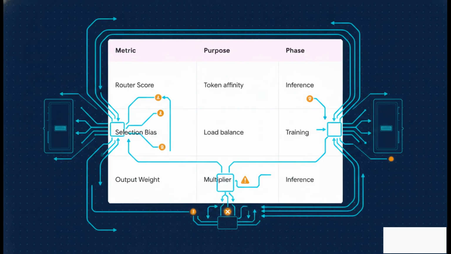Finally, we have the output weight, which brings us back to inference. Once the experts finish their compute, this is the final multiplier used when combining their outputs back together. Understanding this separation between inference affinity and training bias is absolutely crucial.